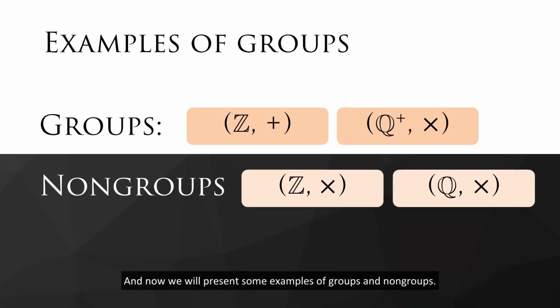And now we'll present some examples of groups and non-groups. Here the letter Z denotes all integers, and the letter Q denotes all rational numbers. Q plus denotes all positive rational numbers. Here we use brackets to denote the group, which contains the set itself and a binary operation upon it. For example, Z plus is the addition operation on all integers, and you have to check if this operation follows the above 4 group axioms. Can you find out why the first 2 are groups, but the other 2 are non-groups, or do the latter 2 even make sense?